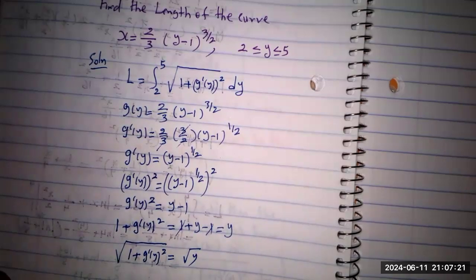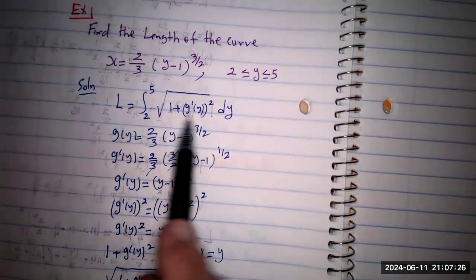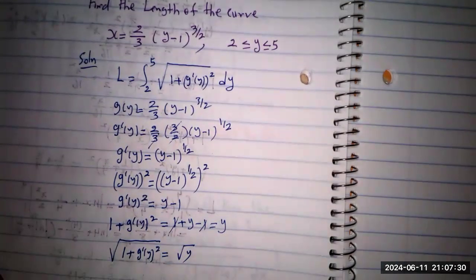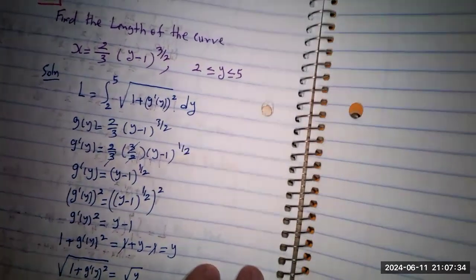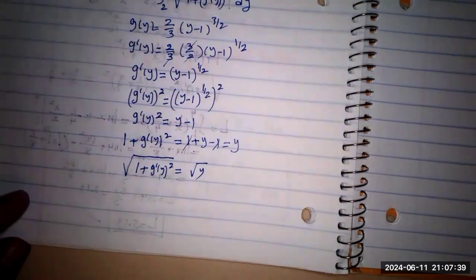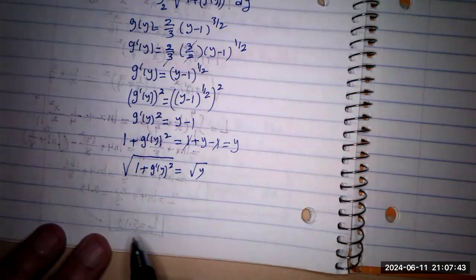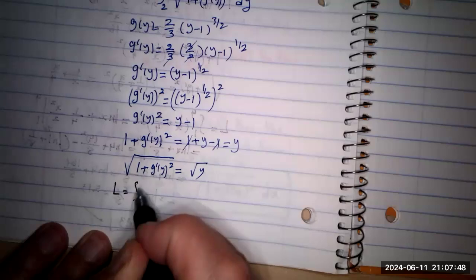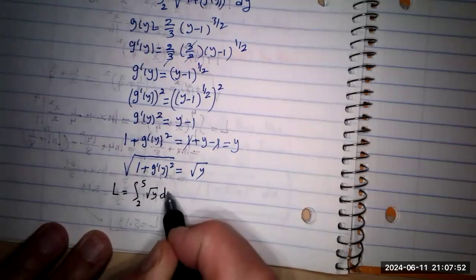So you are going to integrate, you see, to get your arc length. This is your formula. So you simplify the inside. The inside happens to be only radical y. So you're simply integrating radical y, and we can find it right away. That's why this is an advantage for this formula. So the arc length is going to be the integral from 2 to 5 of radical y dy.